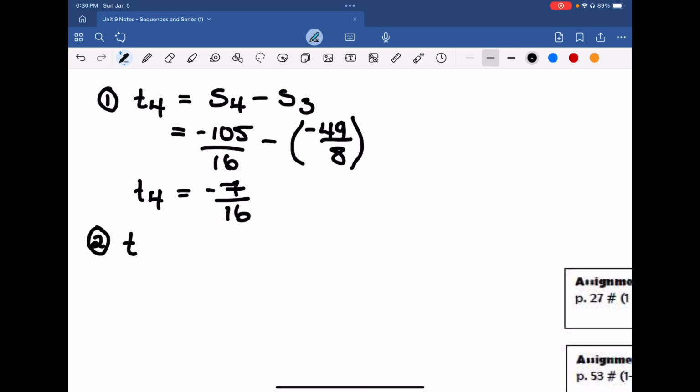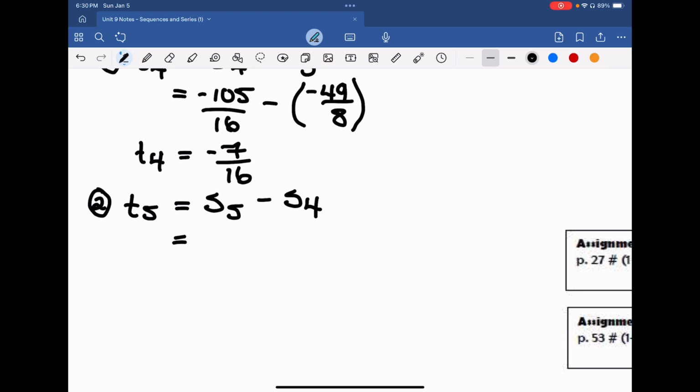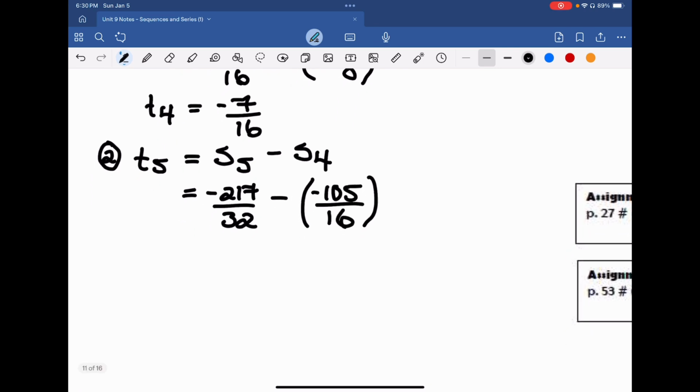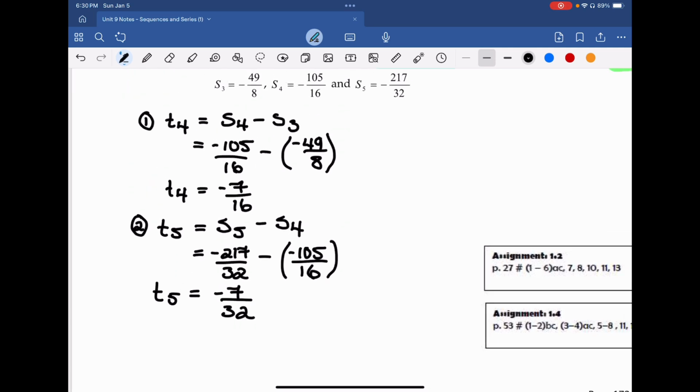Okay, now we need to do this one more time. We're going to figure out what the 5th term, or T5, is, doing a very similar process. We know that the sum of the first 5 terms minus the sum of the first 4 terms only leaves me with that 5th term remaining. So let's do that here. This is going to be equal to the sum of the first 5, which was negative 217 divided by 32, minus, again in brackets because of the double negative, 105 over 16, which is the sum of the first 4. When I do this in my calculator, I'm going to get that the 5th term in this given series is negative 7 over 32.